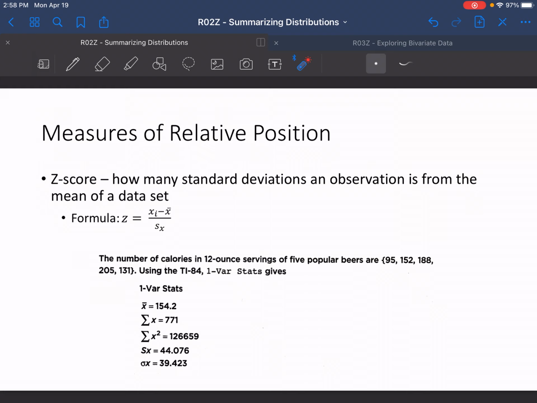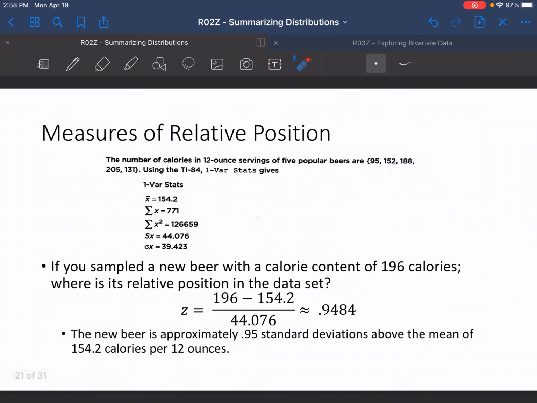So let's say we're given this example right here, where the number of calories in 12-ounce servings of 5 popular beers are 95, 152, 188, 205, and 131. If we enter all of those values into stat edit in our calculator, then hit stat and arrow over to the right for calc, and press number 1 for one variable statistics, we're given our mean of 154.2, a couple other numbers, and a standard deviation of 44.076.